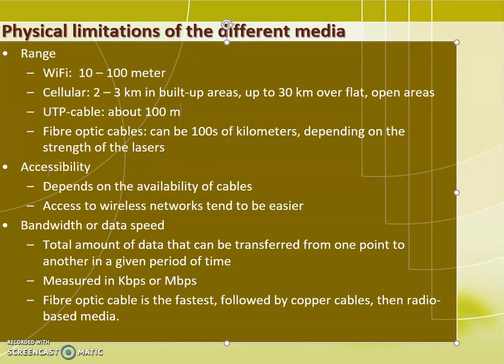Accessibility. This depends on the availability of cables. Access to wireless networks tends to be easier. Bandwidth. This refers to the amount of data that can be transmitted. The total amount of data is transferred from one point to another in a given period of time. It's measured in kbps, which is kilobits per second, or megabits per second. Fiber optic cable is the fastest, followed by copper and radio-based media.